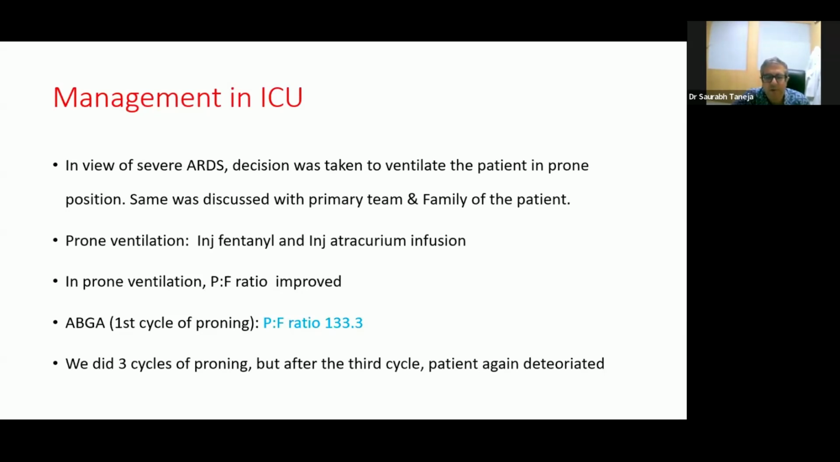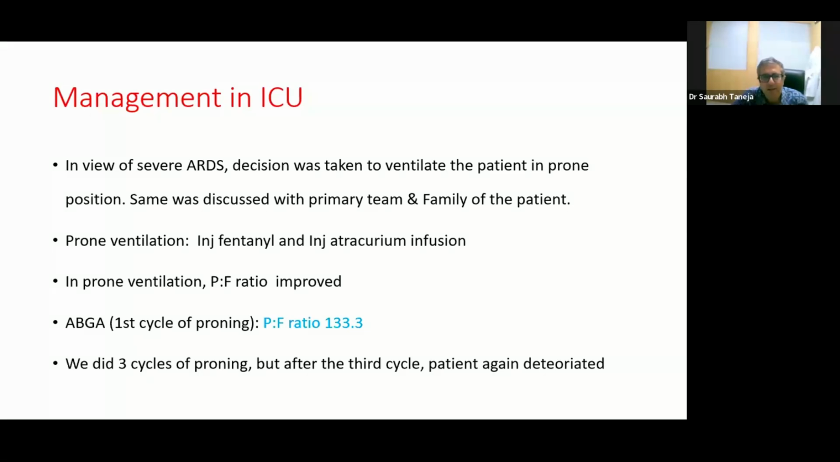There should not be a sudden drop of oxygenation. And we obviously do a blood gas analysis serially, after at least 1 hour of proning or maybe 30 minutes of proning, and then another after a few hours, to see whether the patient is getting better because of proning or not. Next slide.